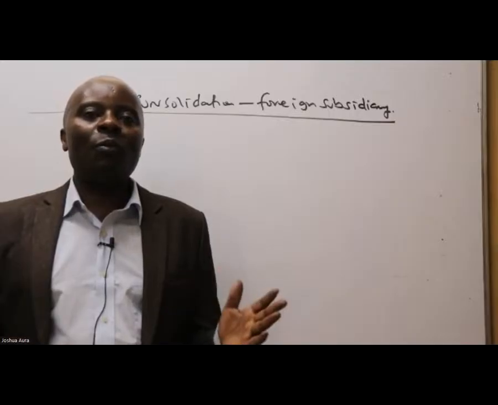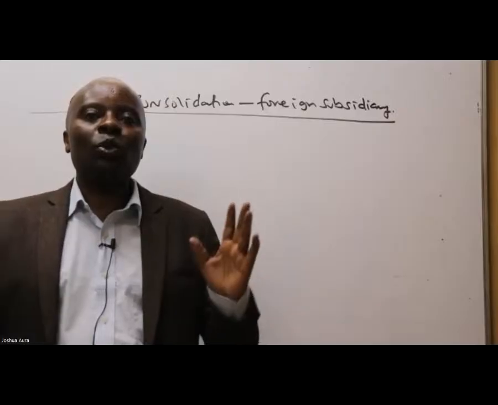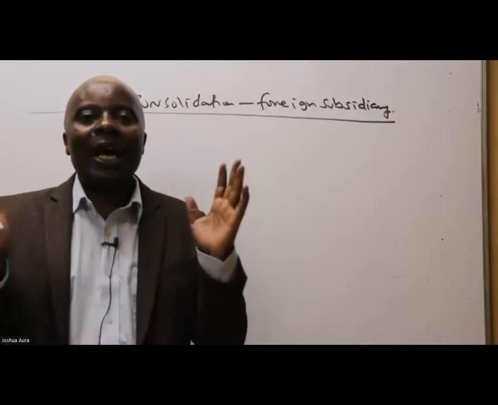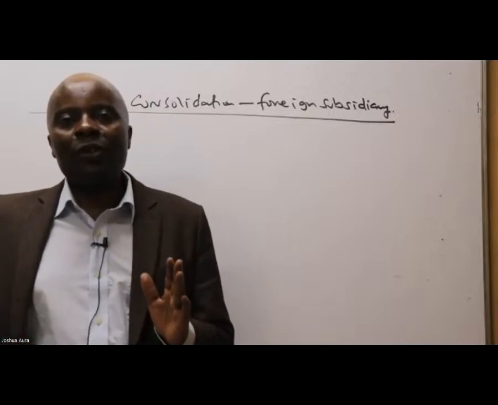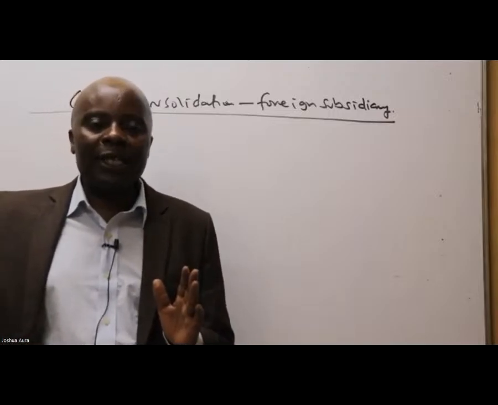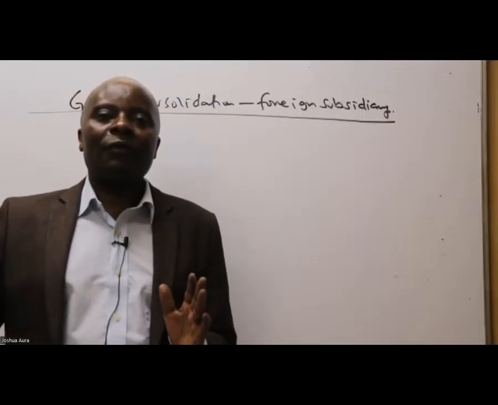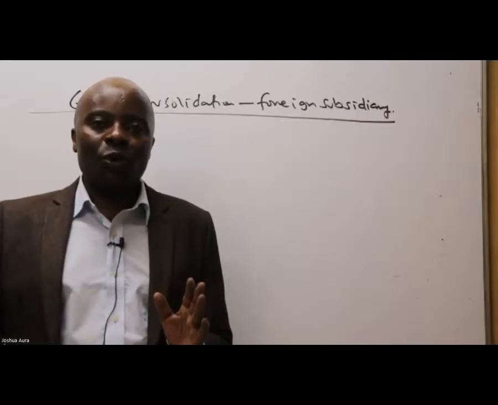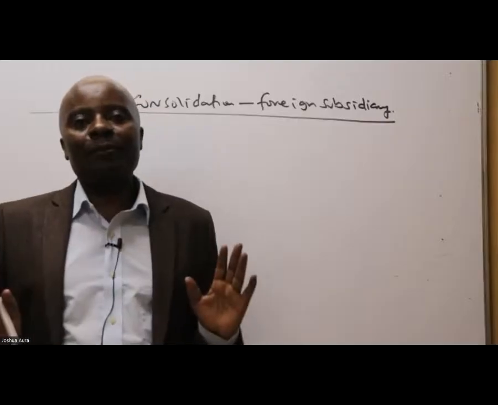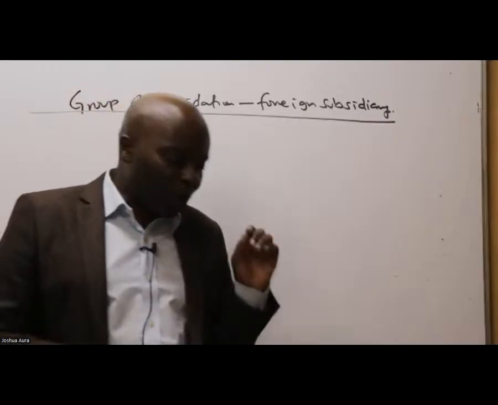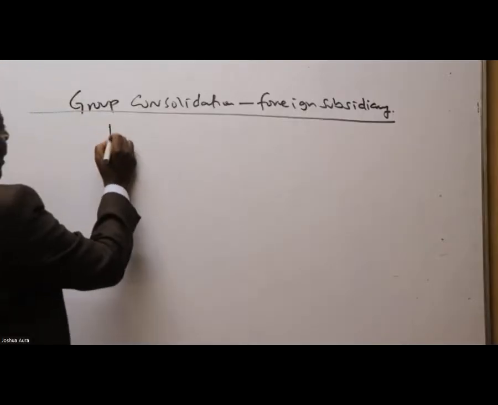But at the end of the day, for purposes of group consolidation, those financial statements must be put together, must be added. Especially the subsidiary financial statements are represented in a different currency, so we have to translate. We have to translate the financial statements of the subsidiary into the currency of the parent company. Now, when we are translating, what rules are we supposed to remember?